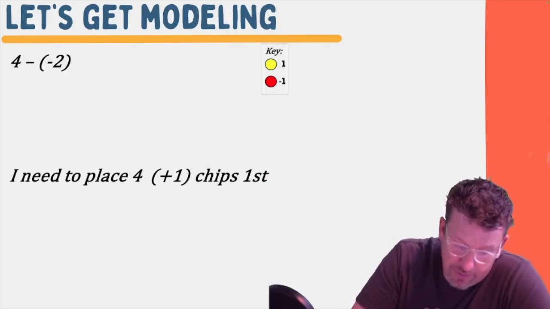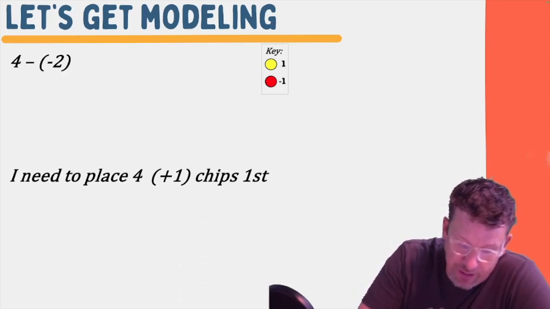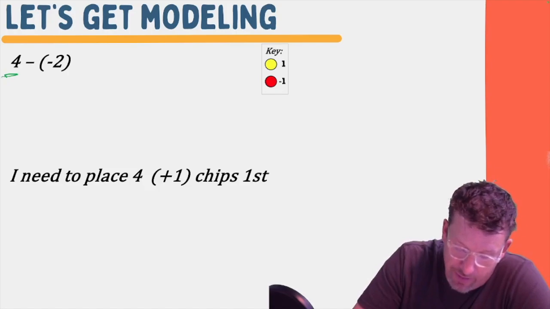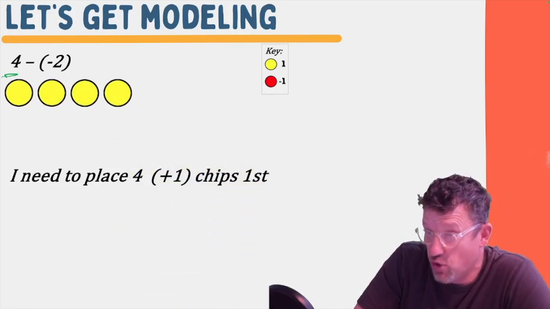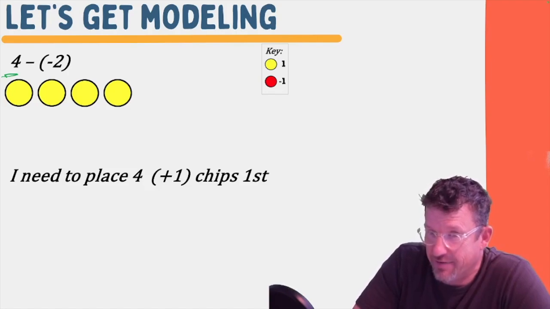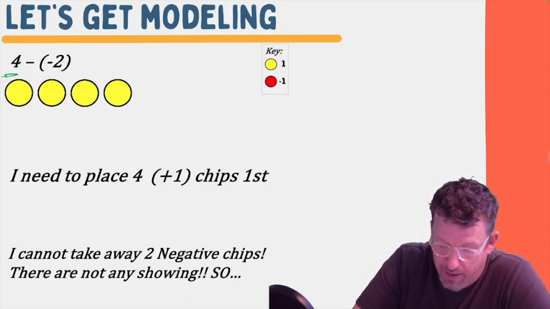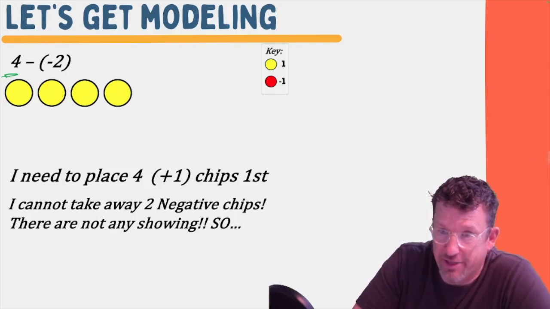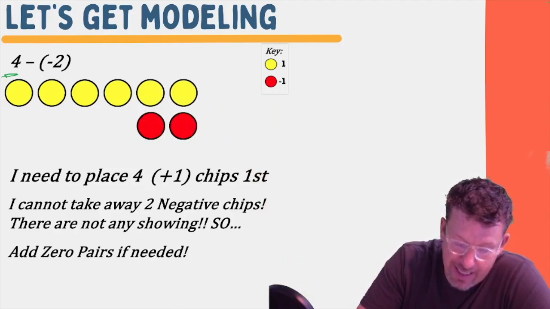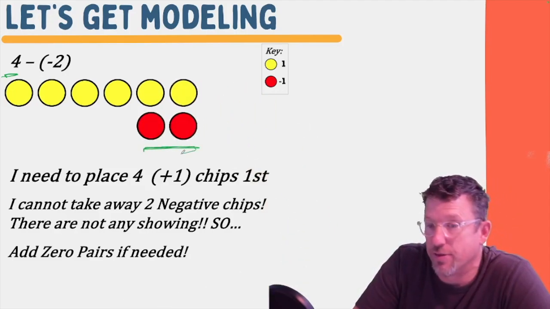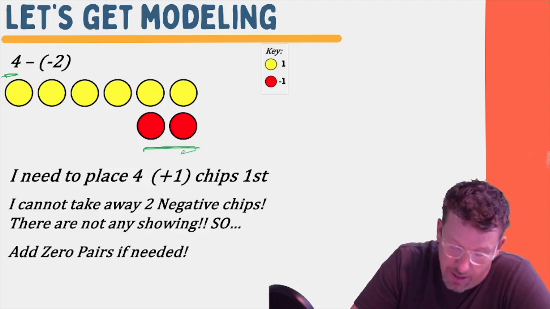All right, here we go. Same scenario. I need to place 4 chips because I have a +4, so I go ahead and put my 4 chips up there. And we're going to subtract a -2. Okay? I can't take away negative chips because I don't have any up there. So what do I have to do? Zero pair time. I need to add 2 zero pairs because I need these 2 negative chips in order to complete my problem.